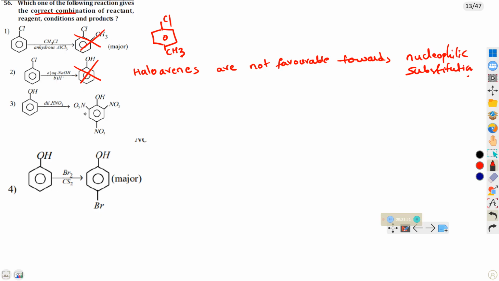Phenol reacts with dilute HNO3, then it gives picric acid. This is also wrong. Not dilute HNO3, concentrated HNO3. Phenol reacts with bromine in the presence of carbon disulfide, then it gives parabromophenol. Correct.